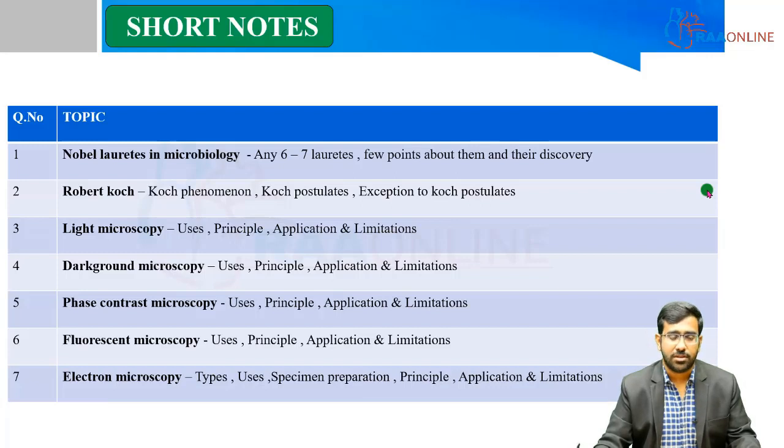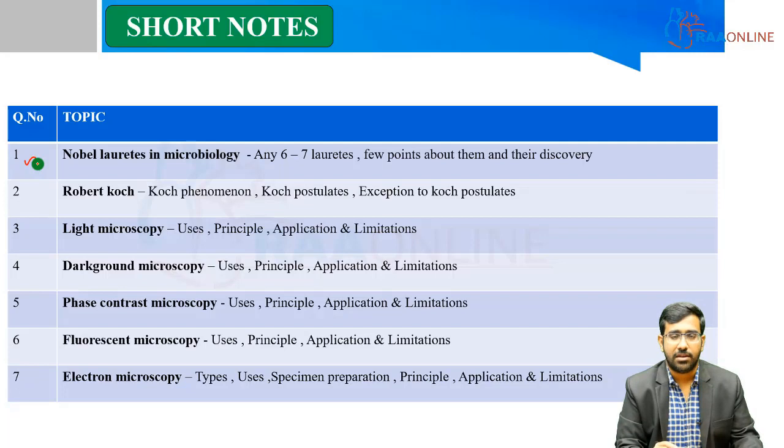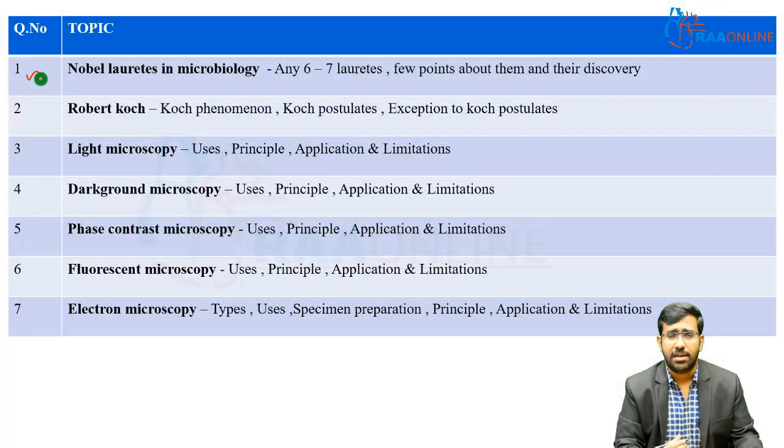So the first question is going to be the Nobel laureates in microbiology. Try to remember certain scientists who have contributed in the field of microbiology, their names and their date of era, their contribution, and the particular award they have won. Mostly it is the Nobel Prize that is won by the scientists. So make sure to remember all those scientists' names. At least 6 to 7 and their associated points will be enough to cover this particular question.